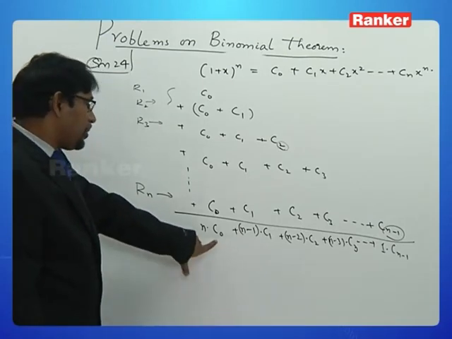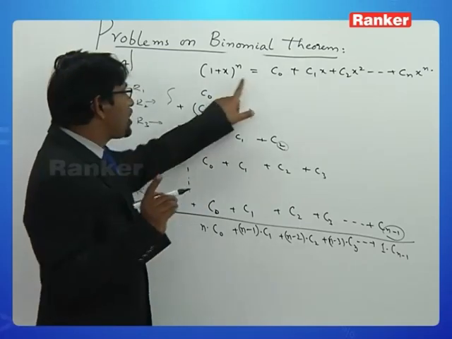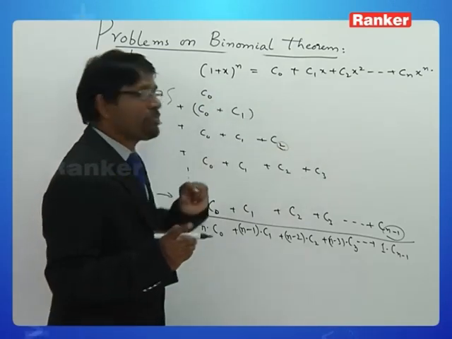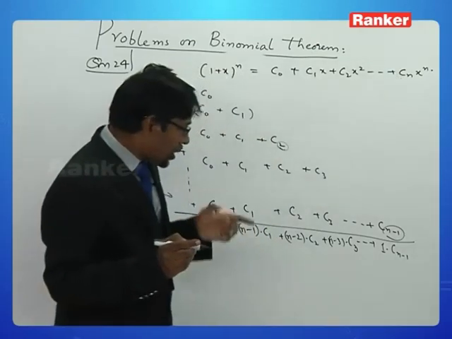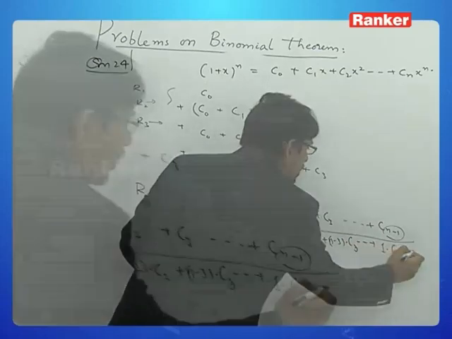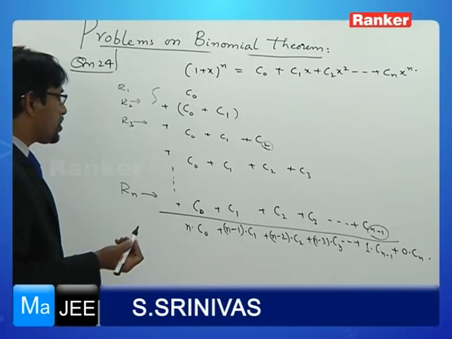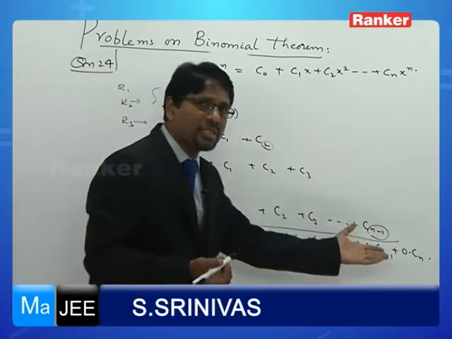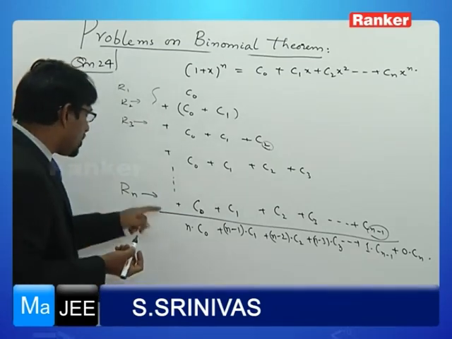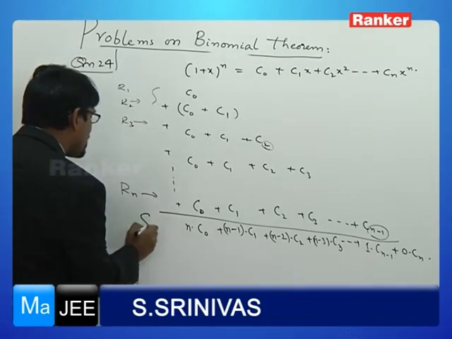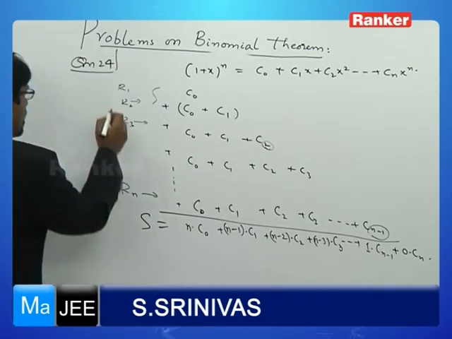Now observe that we have here all the binomial coefficients of the expansion (1 plus x) power n except the last binomial coefficient, cn, that is missing. What I will do is introduce that with a 0, 0 into cn. 0 into anything is 0, so we can write that. I am introducing that here. So this is what I want, and let us call the summation S. So what is my S?